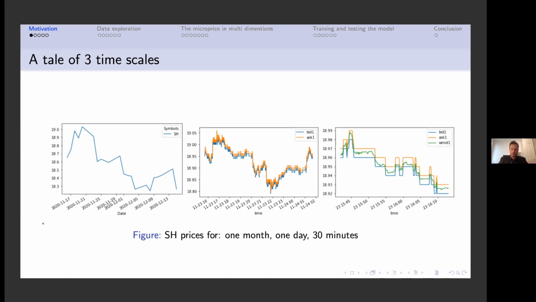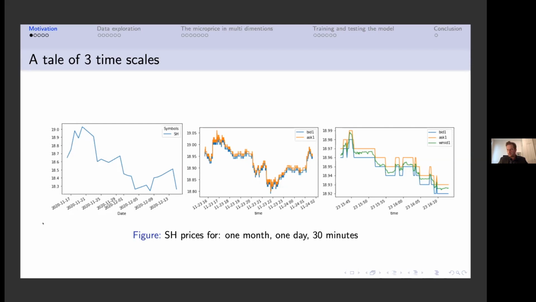discrete or chunky. And in fact, if you look at the last graph on the right, that's zooming into 30 minutes of prices. You can see that actually the movement of prices is extremely binary. The price will either go up by a tick or go down by a tick, and the look and feel of the price is quite different from the daily time scale or the plot on the left.